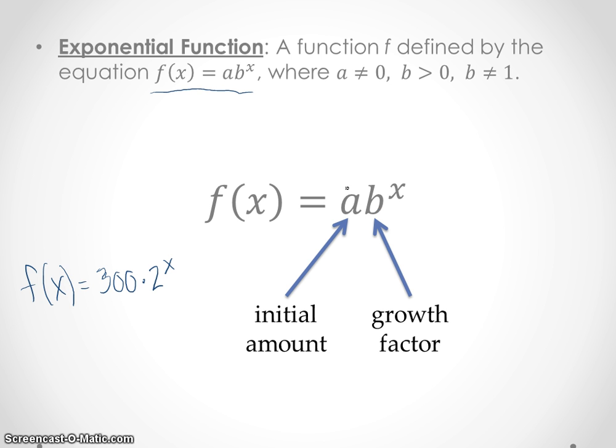And that's the way they will always be set up, just like y equals mx plus b. M was your slope, and b was your y-intercept. Here, a is your initial amount, and b is your growth factor.